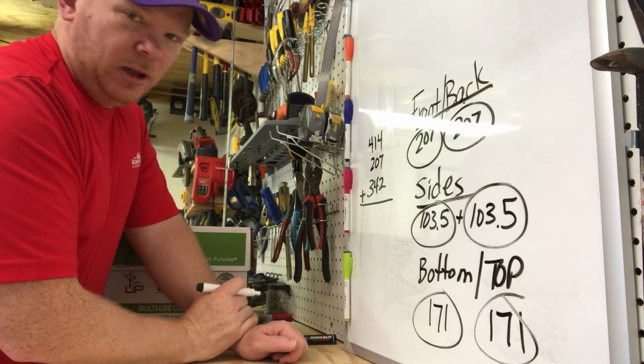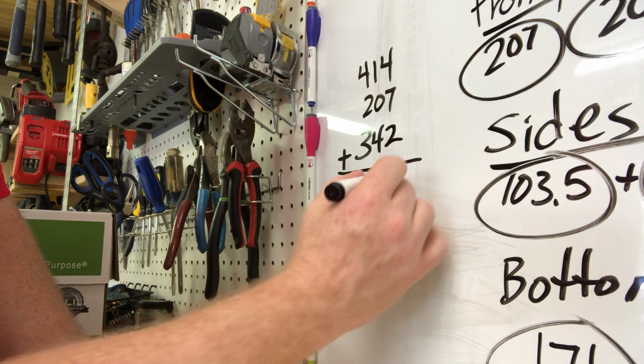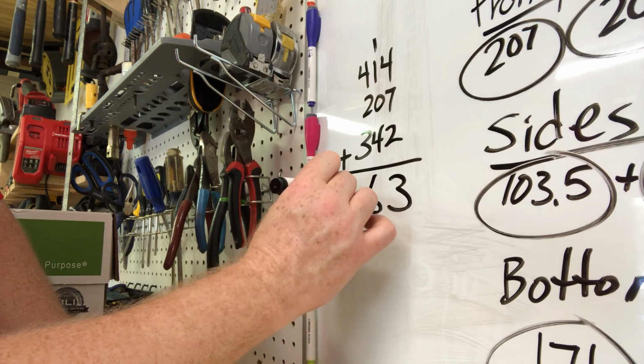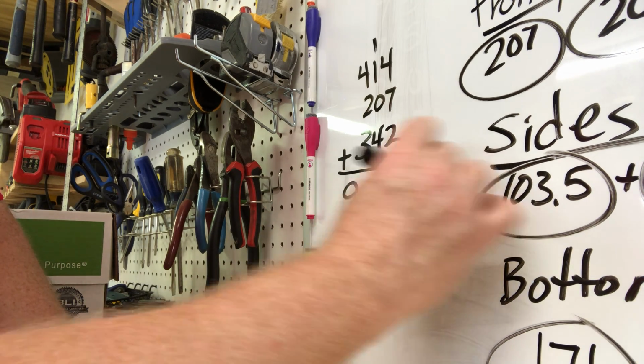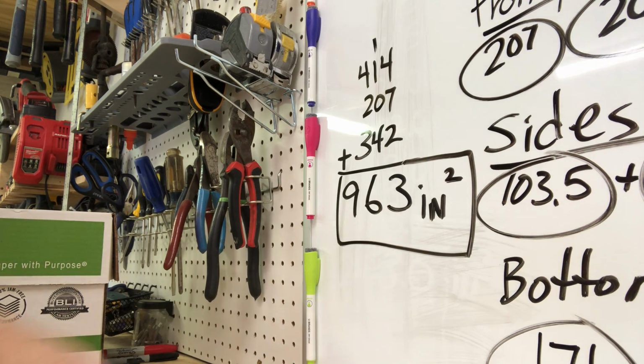All right, now let's add them all up. So it's just a little bit easier to do it this way. Sorry, if you can't really see, I apologize. So 414 plus 207 plus 342 is 963 inches squared. So that's going to be the total surface area of this box.